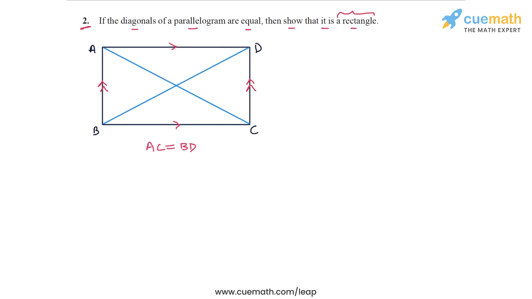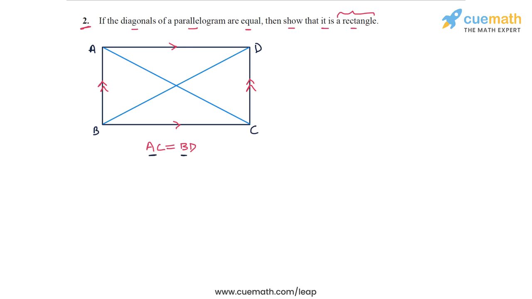Okay, so here's a figure I've drawn for you for this situation. ABCD is a parallelogram in which AC and BD, the diagonals, are given to be equal, and we have to show using this that ABCD must be a rectangle. So I have drawn it to look like a rectangle, but that is what we have to prove rigorously.